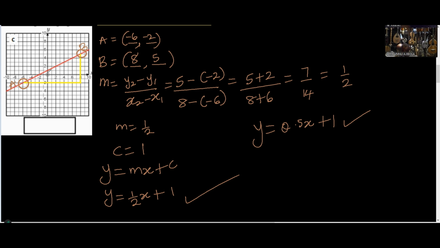So if I check it now, any value of x, if x is 2, 2 times half is 1, 1 plus 1 is 2, then y must be 2. Can you see that it is 2, right? When x is 2, y is also 2 on the graph. So that means the equation is valid, okay?